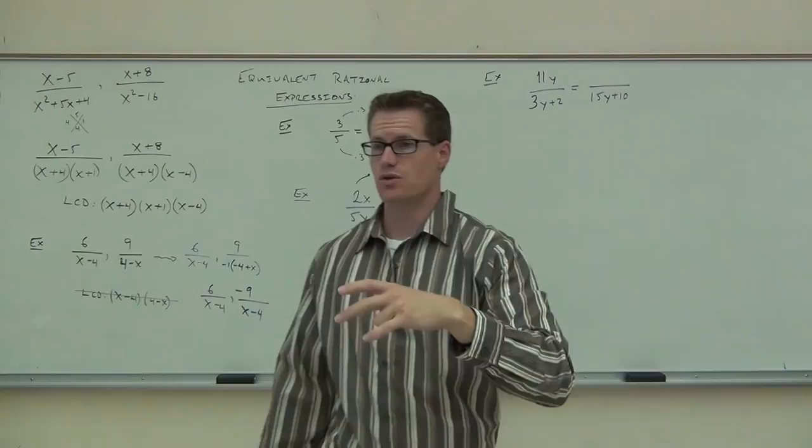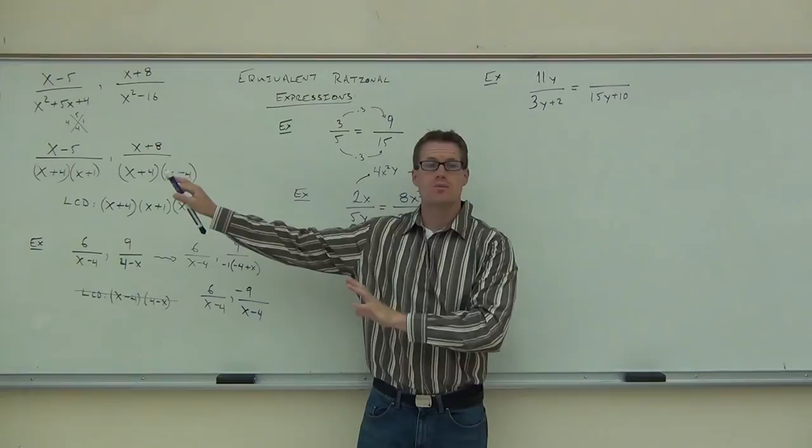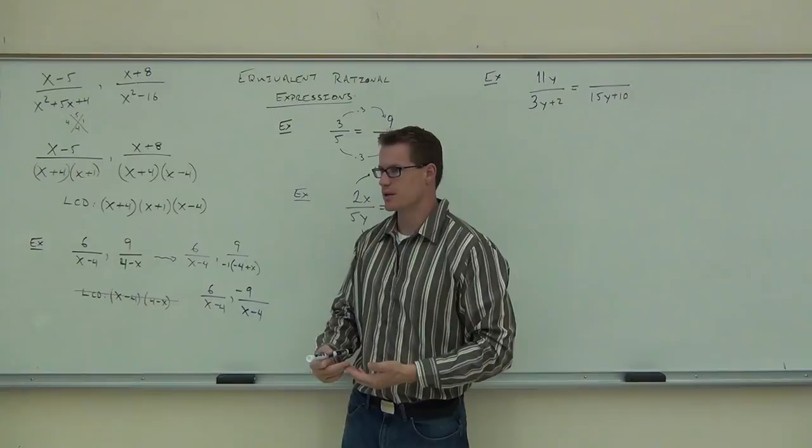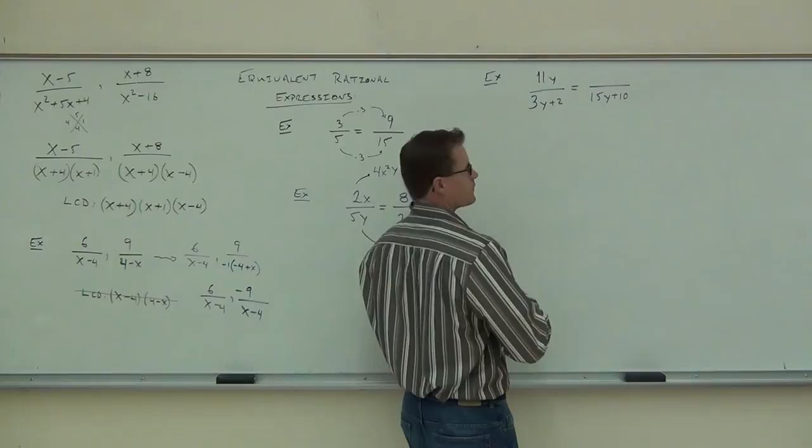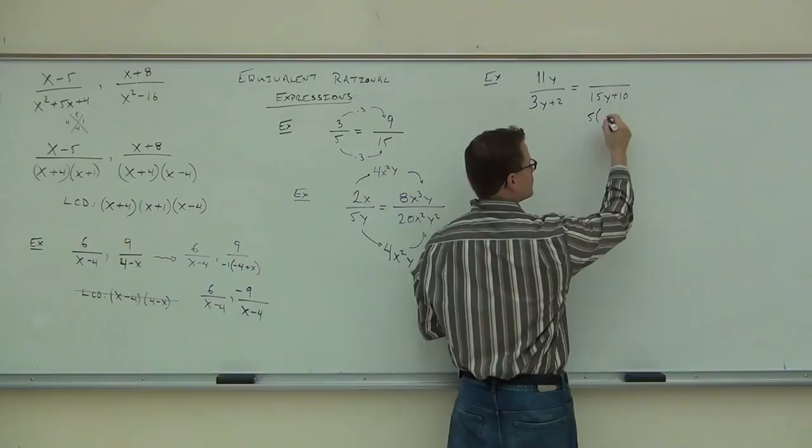So the first thing you're going to do, just like you did in every other problem we've done before in this class, you're going to factor the denominators. That's the minimum that you do in here, you factor denominators every time. Does this one factor? Does this one factor? Yes. What? Five. Perfect. So instead of the 15y plus 10, we'll factor 5 out, and we'll get 3y plus 2.